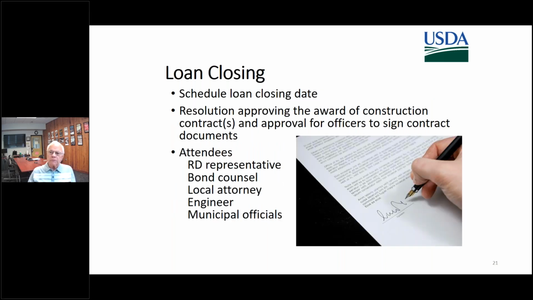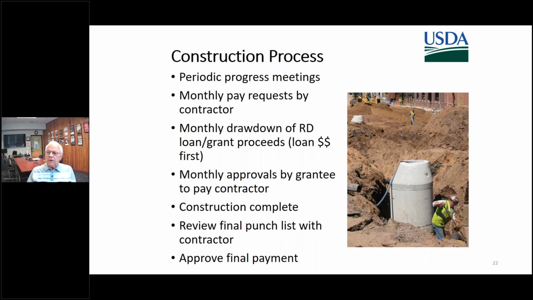Then there's a loan closing. You schedule the loan closing, there's a resolution that's necessary, and you'll have the listed attendees at that loan closing. Then there's the construction process. There's periodic progress meetings, monthly pay requests, monthly drawdown of the RD loan and grant proceeds, monthly approvals by the grantee to pay the contractor. And once the construction's complete, there's a final punch list with the contractor and final payment.